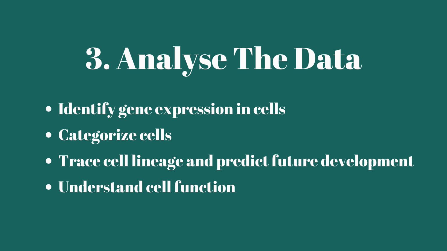Finally, we've got a massive amount of data from sequencing. To make sense of this, we need to analyze the data. This involves figuring out what genes are being expressed in each cell, categorizing cells based on their patterns of gene expression, and understanding what these patterns tell us about the cell's function. We can even trace the lineage of a cell, figuring out what type of cell it came from and what type of cell it might turn into.